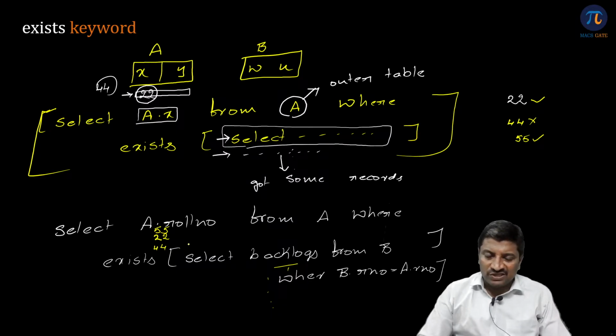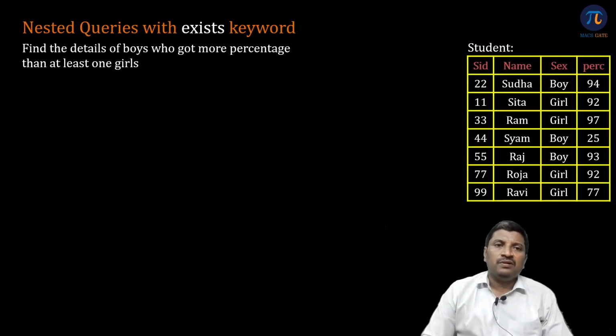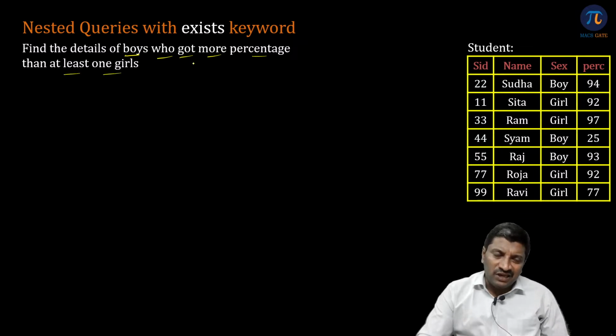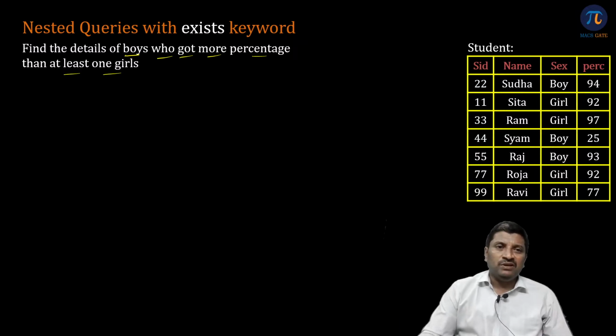Let us discuss one example on exists, sir. Find the details of boys who got more percentage than at least one girl. Sir, the same example we have already discussed with the help of the some or any keyword. Now we are going to discuss an alternative way of writing the same question using exists. So you need all the details, right? Instead of all the details, for better understanding, let us write IDs.